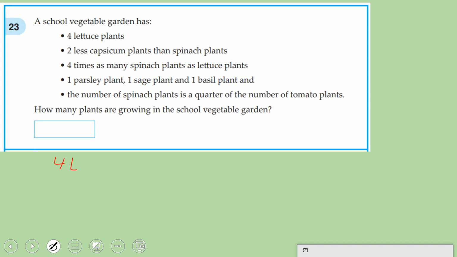When it comes to capsicum, we've got 2 less capsicum than spinach. So I'll write capsicum plus 2 equals spinach. There's 4 times as many spinach as lettuce. So because we know that there's 4 lettuce, that means it's 4 times 4, and that will get us the spinach. 4 times 4 is spinach equals 16.